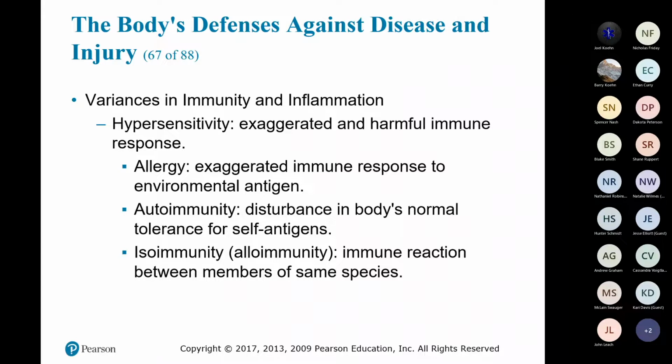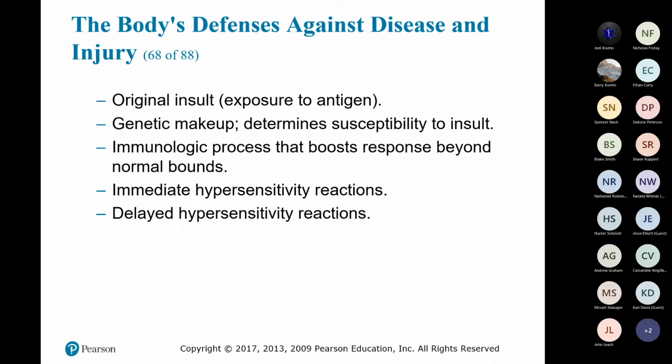All right, variances in immune and inflammation. Hypersensitivity is essentially when our body sends an exaggerated and harmful immune response when it really isn't warranted. An allergy is an exaggerated immune response to the environmental antigen. This would be, again, maybe somebody developing hives, a very mild allergic reaction. Autoimmunity is what our body develops to deal with self-antigens within our body. So when we talk about exposure to an antigen, we're looking at the original insult. These are just key terms to remember.